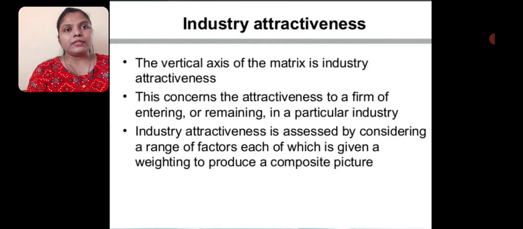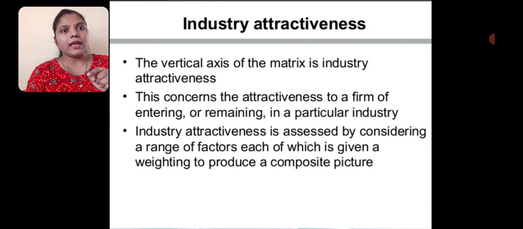Then we will discuss industry attractiveness. The vertical axis of the matrix is industry attractiveness. This concerns the attractiveness to a firm of entering or remaining in a particular industry. Industry attractiveness is assessed by considering a range of factors, each of which is given a weighting to produce a composite picture.